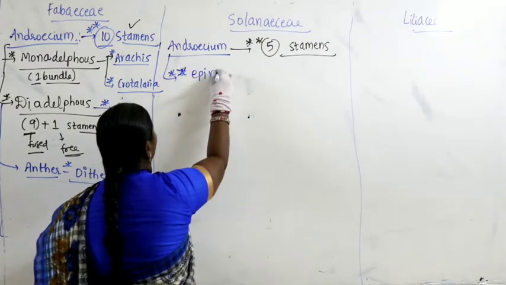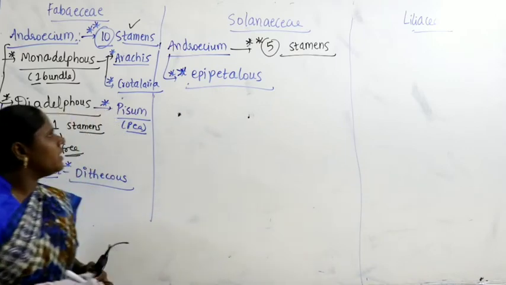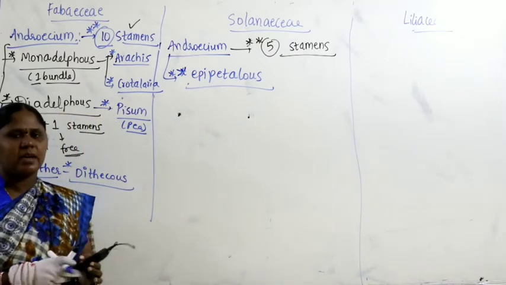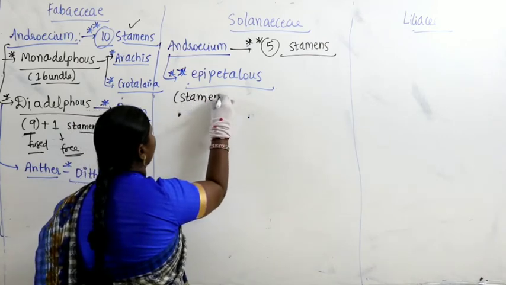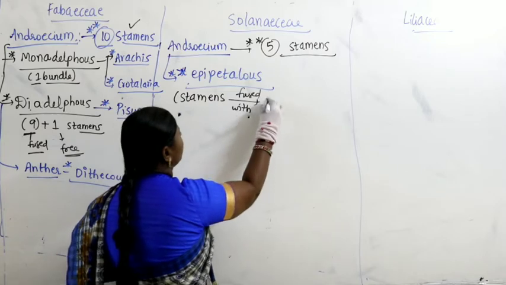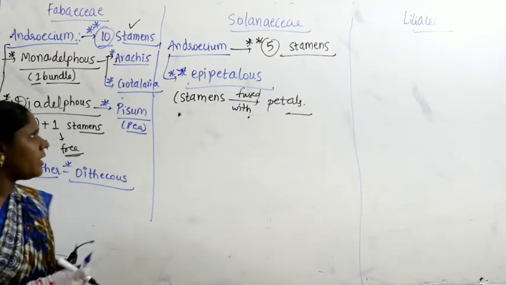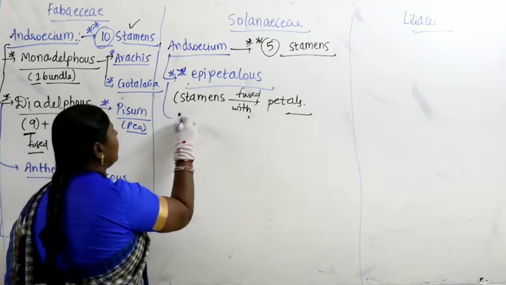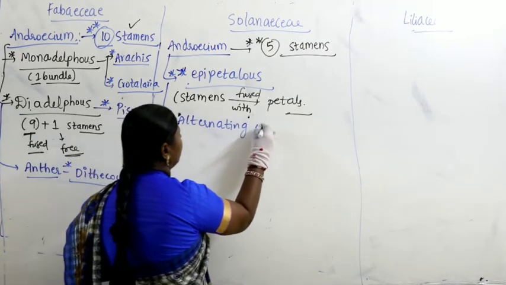let us go with epipetalous condition. What is the meaning of epipetalous condition? Earlier we discussed here. We say stamens are fused with petals. Right? That means here alternating with petals.